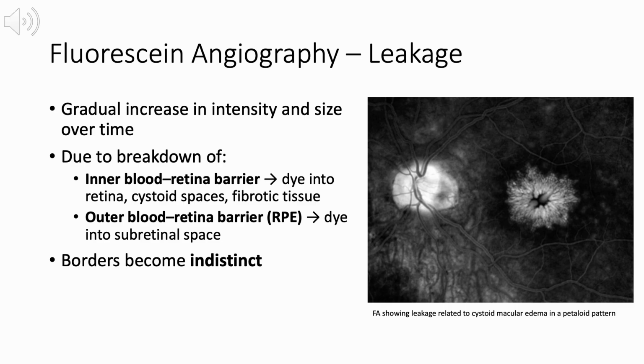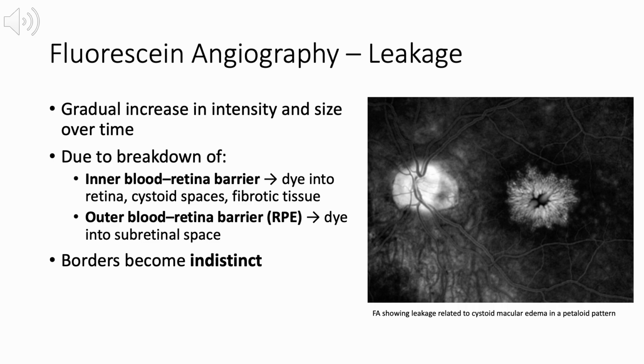Focusing on the first pattern of hyperfluorescence, leakage is characterized by a gradual increase in both intensity and size of fluorescence over time. This progressive spread reflects active extravasation of dye beyond normal anatomic boundaries. Leakage occurs due to breakdown of the blood-retina barriers. Disruption of the inner blood-retina barrier allows fluorescein to leak into the retinal tissue, including cystoid spaces and fibrotic tissue. Breakdown of the outer blood-retina barrier at the level of the retinal pigment epithelium permits dye to accumulate within the subretinal space. As leakage progresses, the borders of hyperfluorescence become increasingly indistinct.